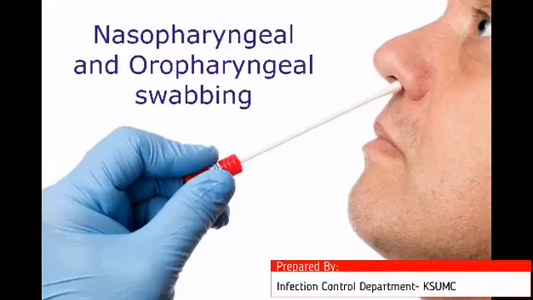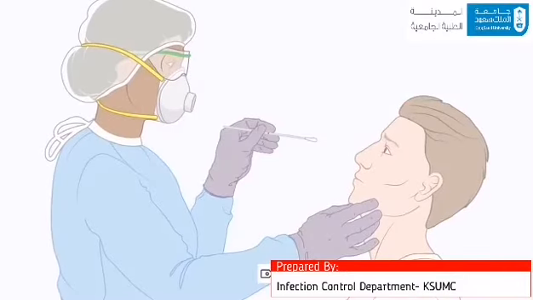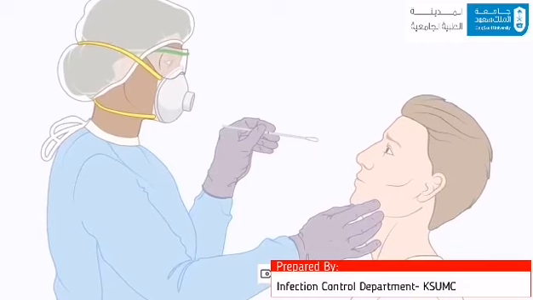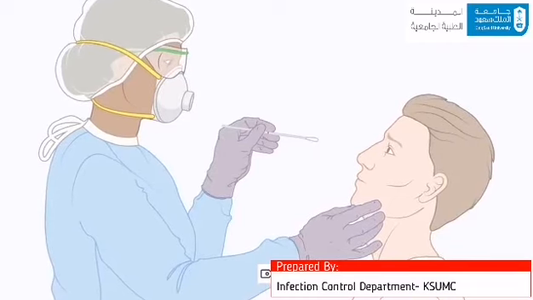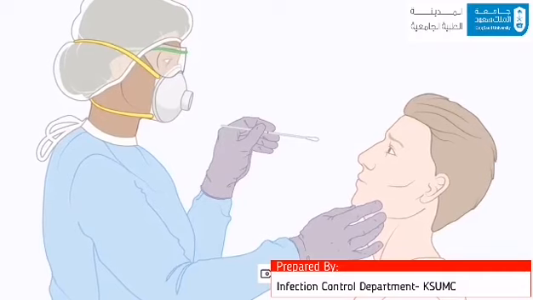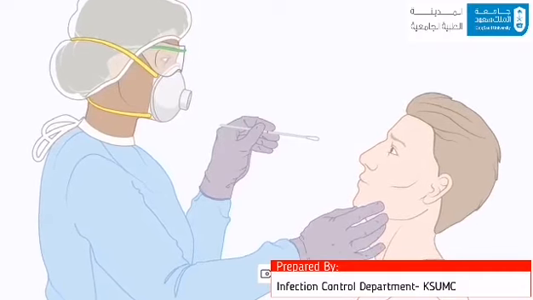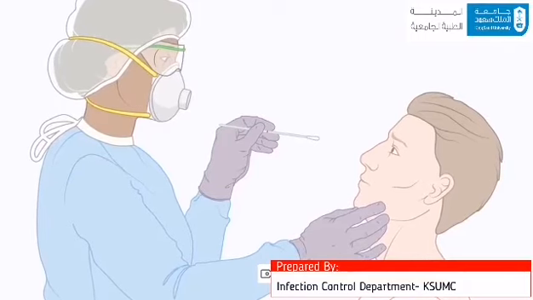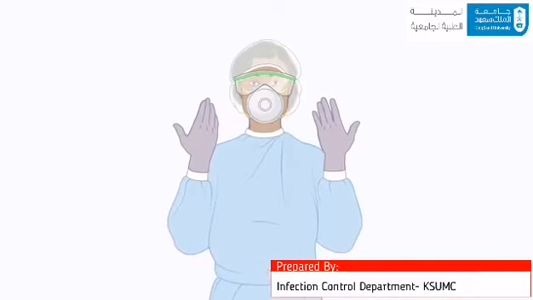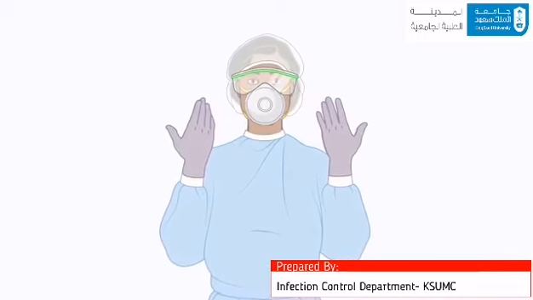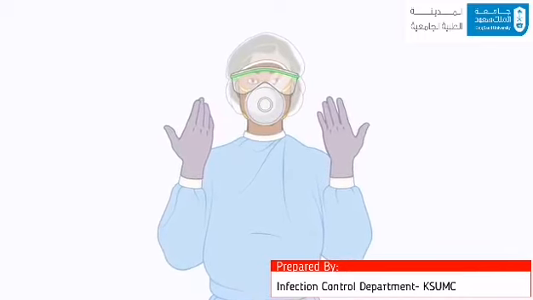Nasopharyngeal and oropharyngeal swabbing for COVID-19 and MERS-CoV. For laboratory diagnosis of COVID-19 and MERS-CoV, lower respiratory tract sample is preferred. But in situations where collection of deep sample is not achievable, nasopharyngeal and oropharyngeal swabbing is advised. It is essential to follow proper infection control measures when samples are collected from patients suspected of COVID-19 or MERS-CoV.